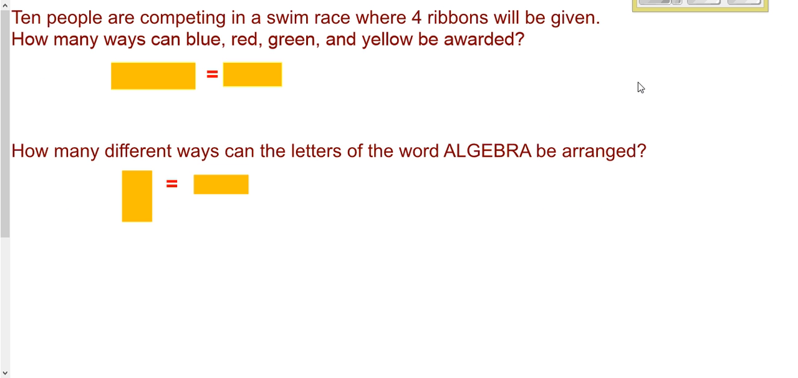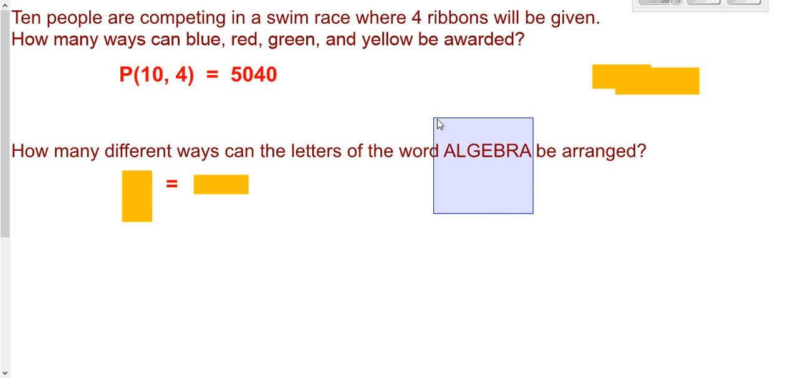So try to do these two quickly, and then watch the video. Here we're awarding, once again, people different colored ribbons. So the order in which you select them makes a difference. So it's a permutation. We have 10 items to choose from. We have 4 different ones we're selecting for red, blue, green, and yellow. We type that into our calculator. We get 5,040.